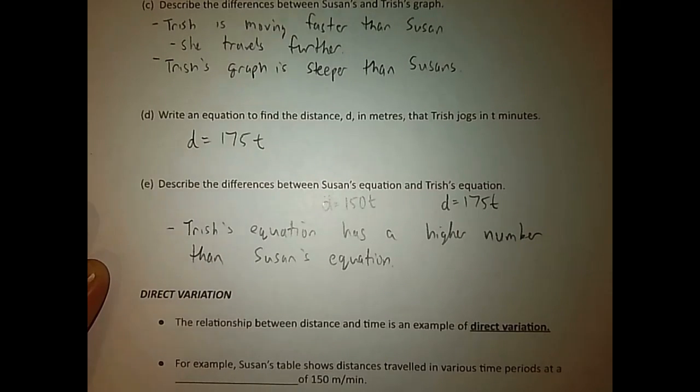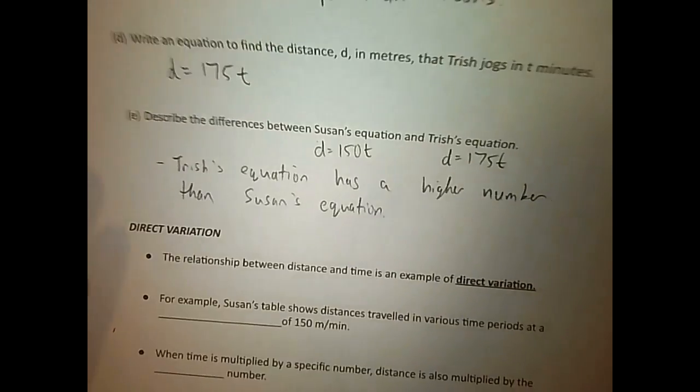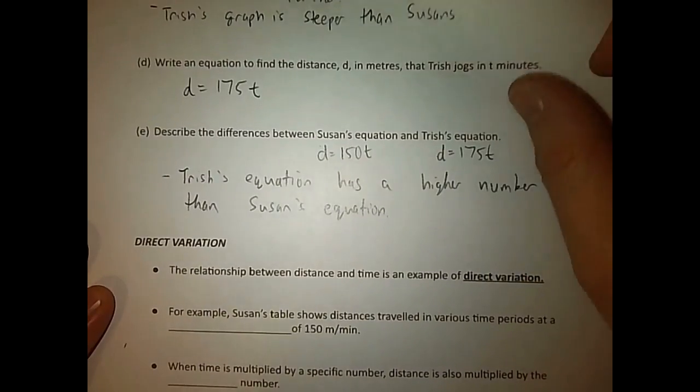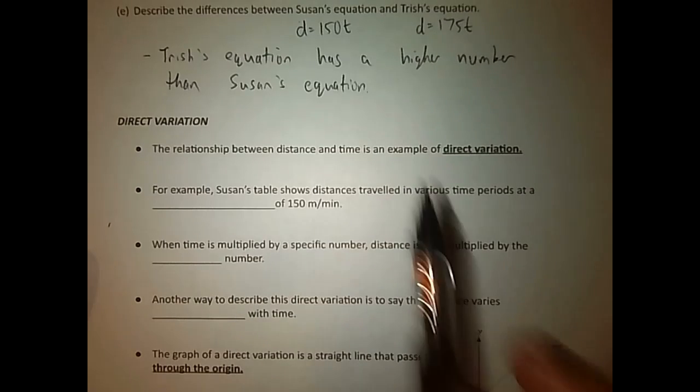Let's take a quick look at our investigation. We're going to be looking at different concepts with this again as we go on in this chapter. But one of the main things we can look at is how both of their graphs started at the very beginning. So this is actually an example of what we call direct variation. It is a relationship between distance and time, well, for this example anyway.